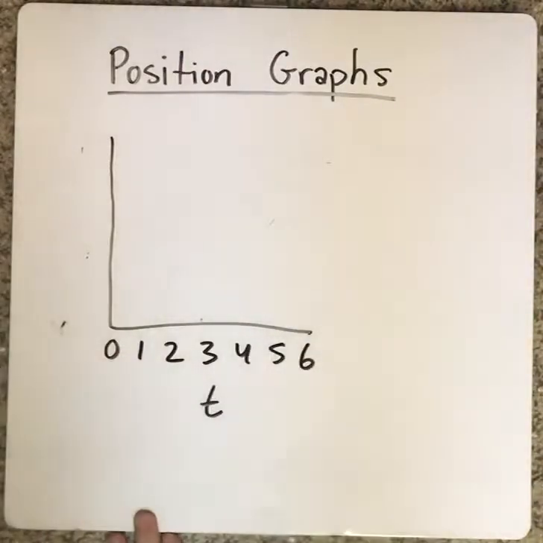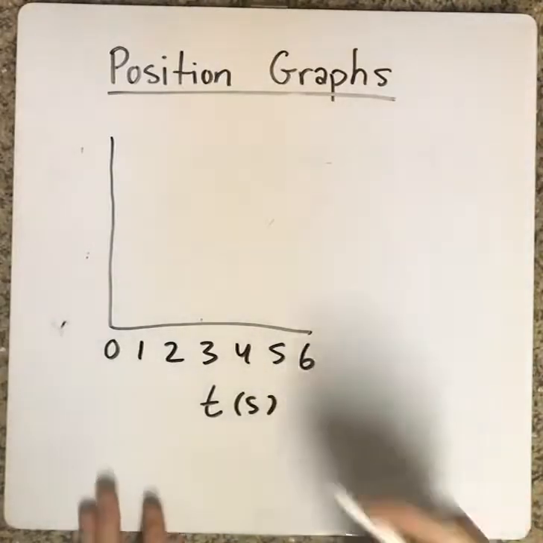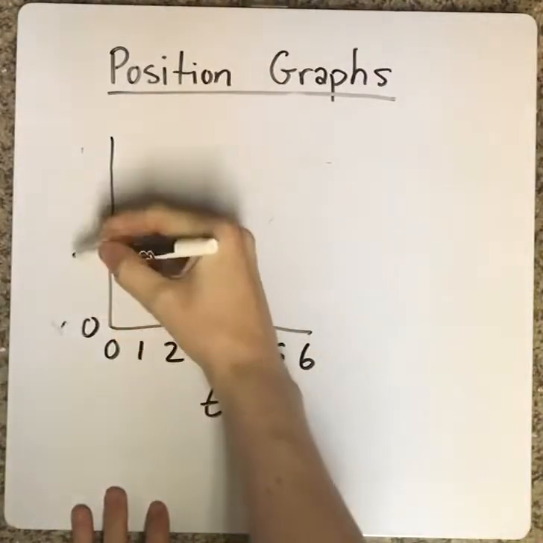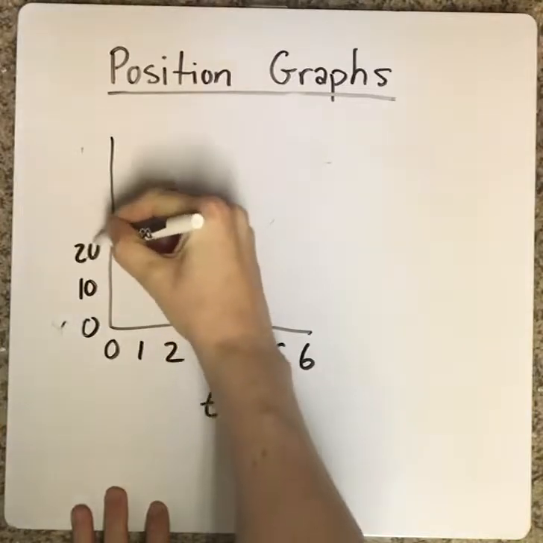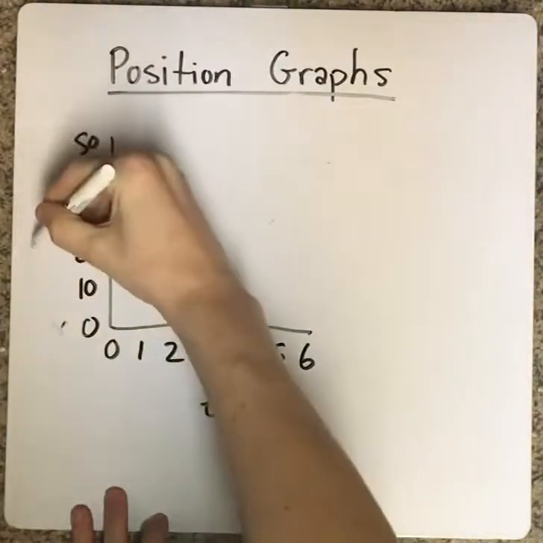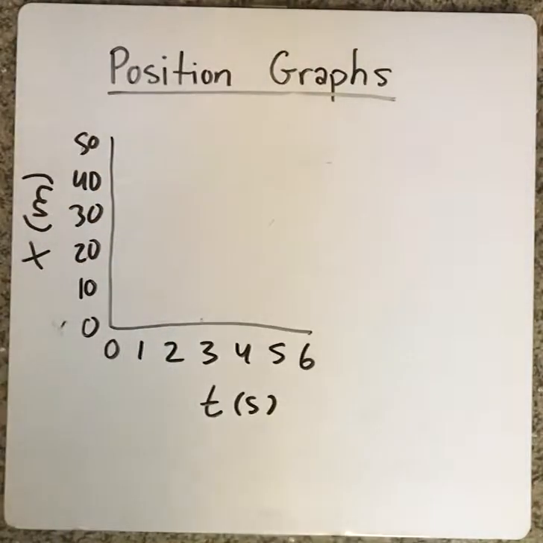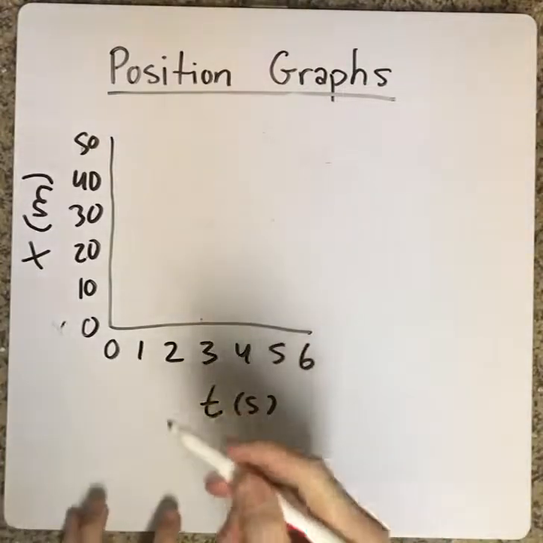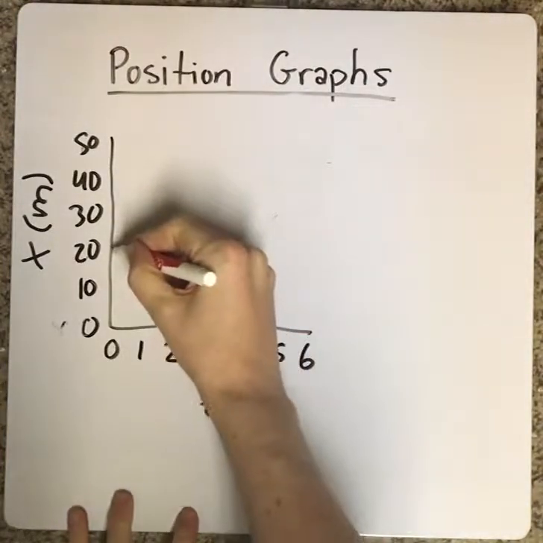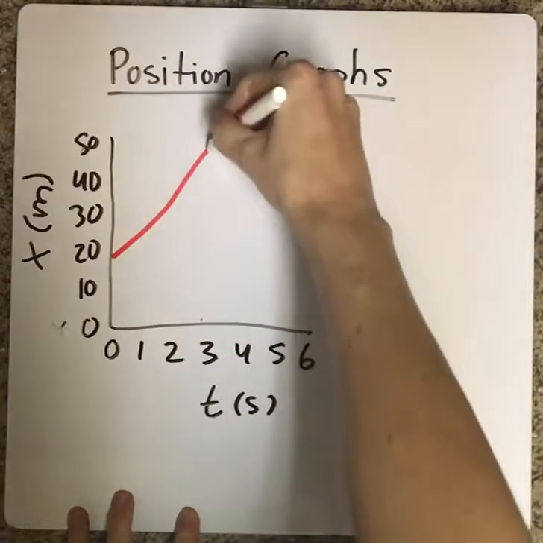This is my time axis, which is usually in seconds. And then I'll do some bigger numbers on the side. Let's go by tens. So this would be position, which is usually measured in meters. All right. Let's make a graph. We're going to go up to 50.